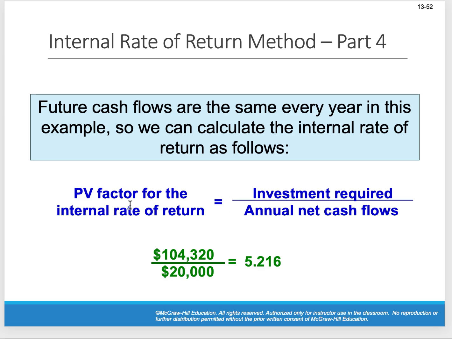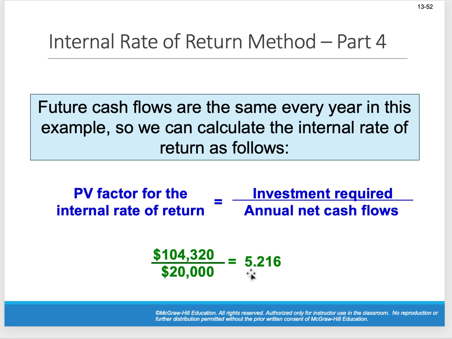So how do you calculate the present value factor for the internal rate of return? Very simple. What's the initial investment required? What's the annual net cash inflows? You divide those two, right? We end up with 5.216. Okay, that's our present value factor. So guess what we need to do? We need to go to our table and we need to find this number.